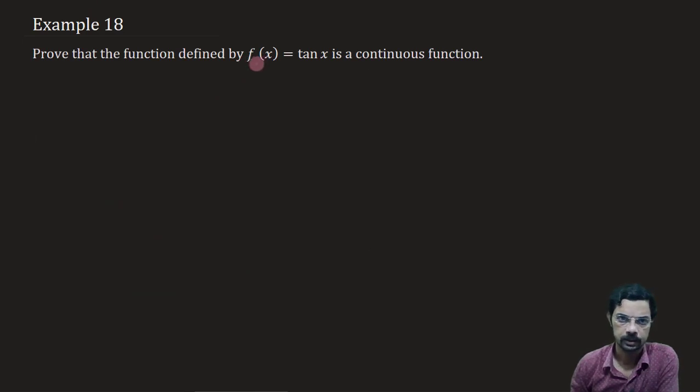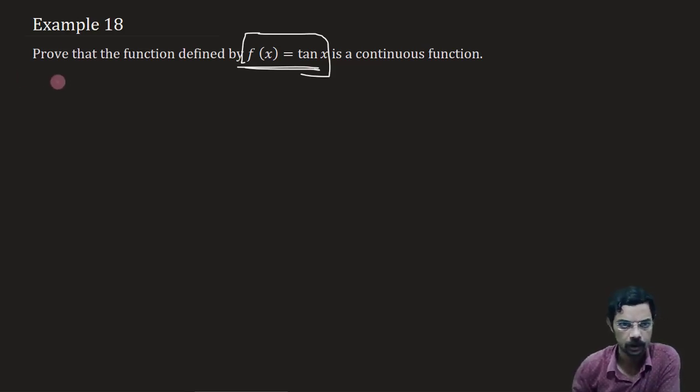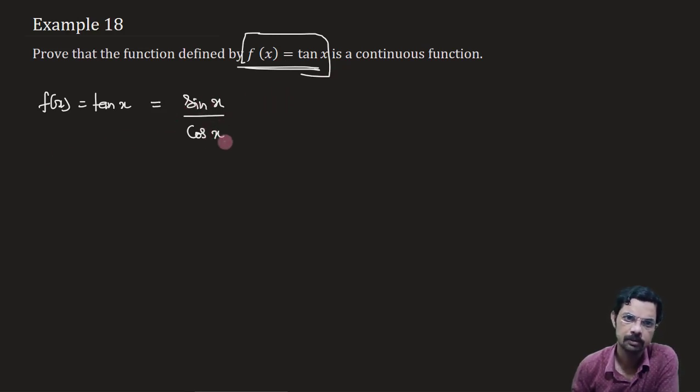Here we need to prove that the function defined by f of x equal to tan of x is a continuous function on its domain. So how to prove this? Let us take f of x equal to tan of x, which is equal to sine of x divided by cos of x. We have shown that sine of x is a continuous function. Similarly, we can show that cos of x is also a continuous function.